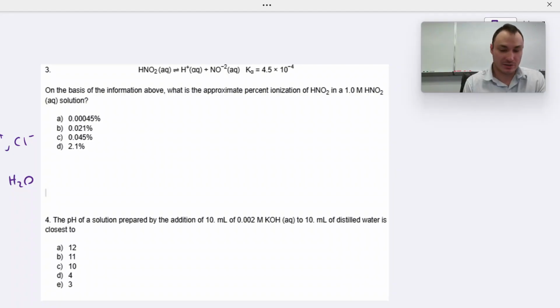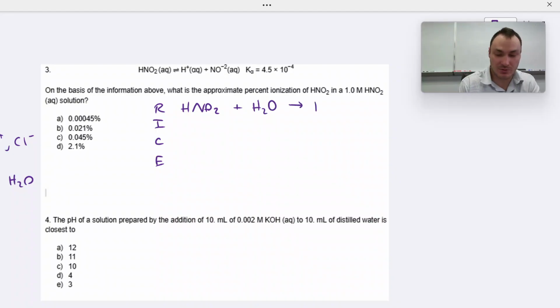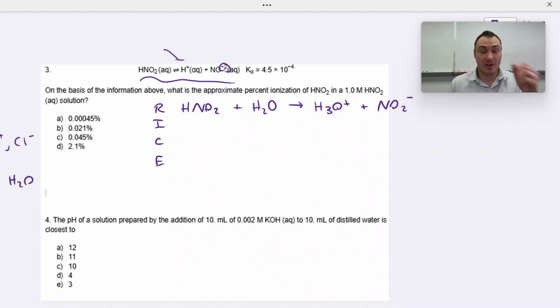So what we're going to do is create a RICE table for ourselves. The reaction that we're going to use here is the ionization of nitrous acid with water. So we have HNO2 plus H2O yields H3O plus and NO2 minus. The reason that I didn't just use the other reaction is because that puts it in terms of H plus, which isn't the most accurate as to what's happening, because remember H plus is really H3O plus, so this is the accurate representation of the reaction.